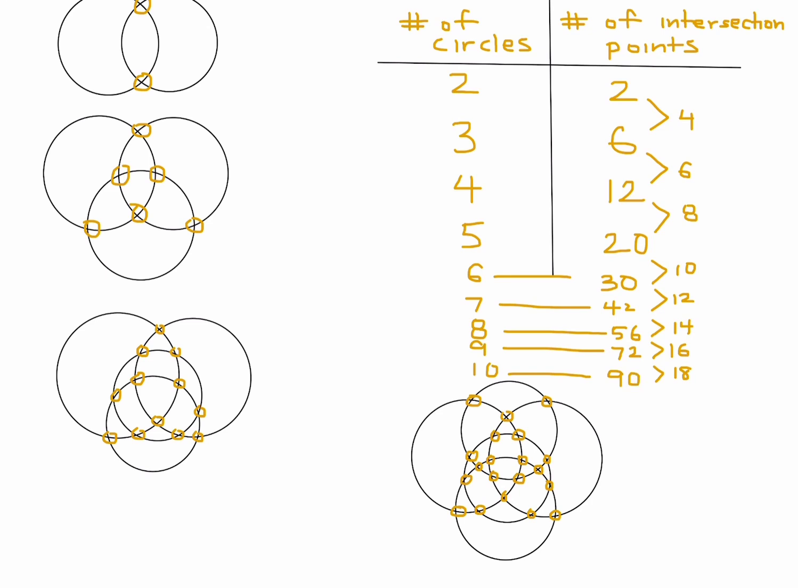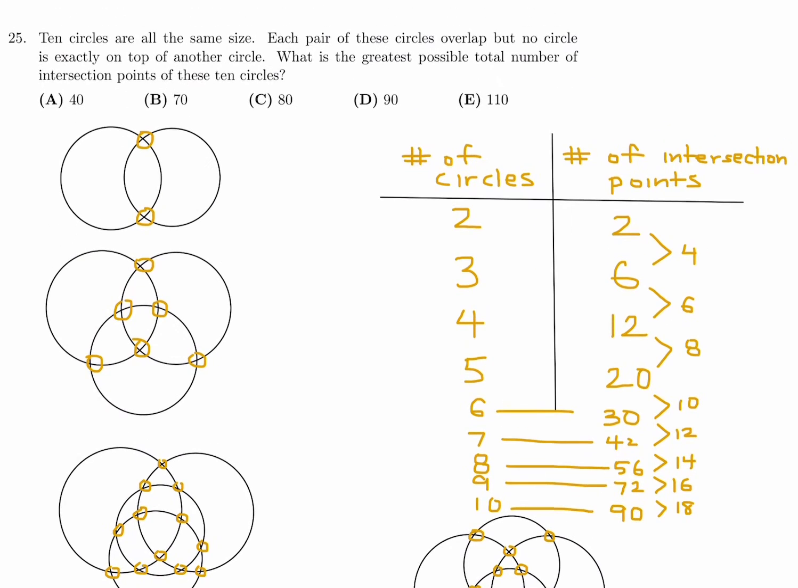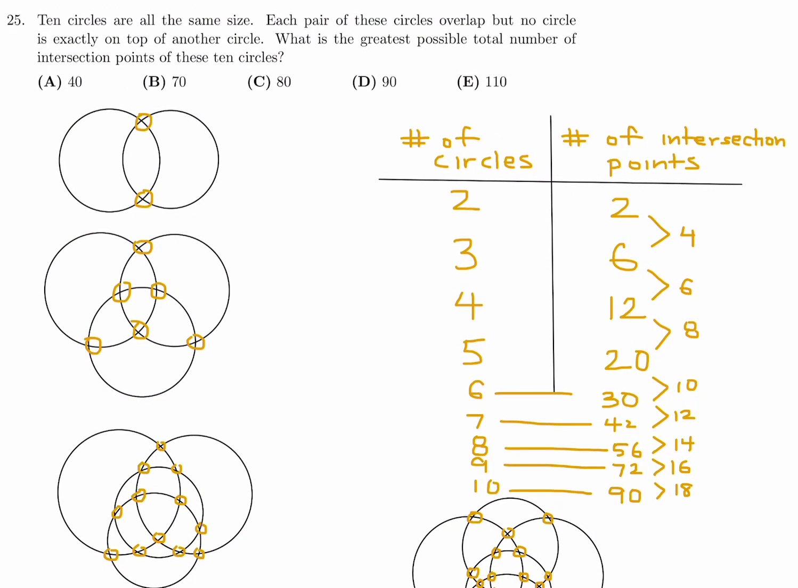There you go. The answer is 90. So you see how I did that? Number 25, therefore, is D.